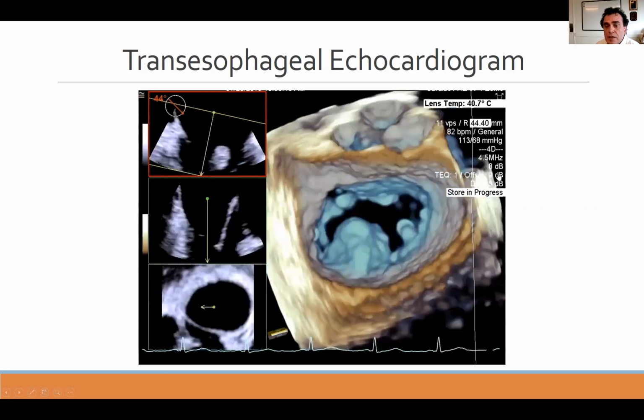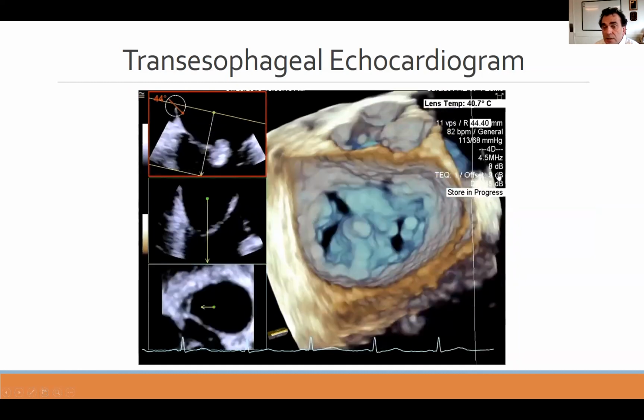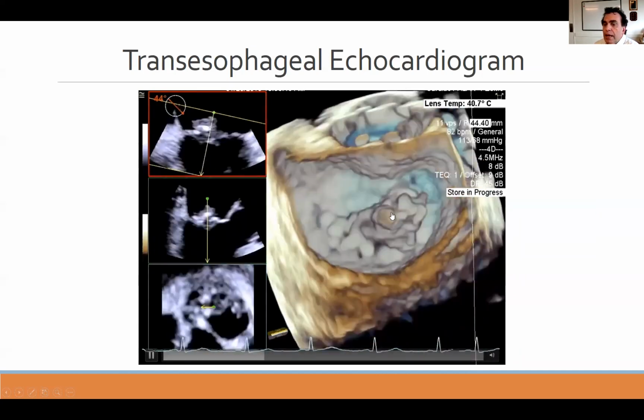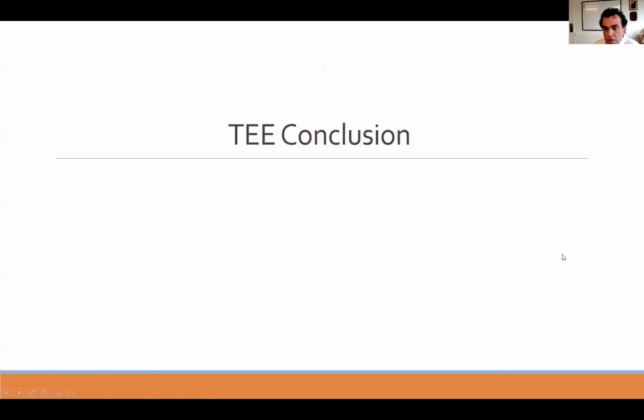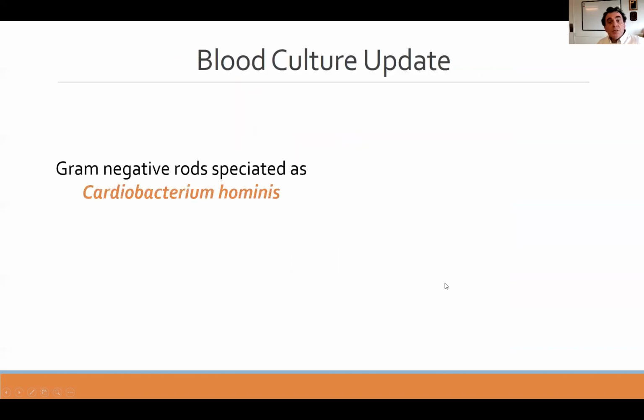Now on a 3D TEE view of the mitral valve from the so-called surgical perspective, the left atrial perspective, we can see that there is a large mobile echo density on the atrial side of the P2 scallop of the posterior leaflet of the mitral valve. So the TEE conclusion: large, partly calcified and nearly perforated vegetation of the P2 scallop of the posterior mitral leaflet. Blood cultures, several weeks later, grew gram-negative rods speciated as Cardiobacterium hominis.